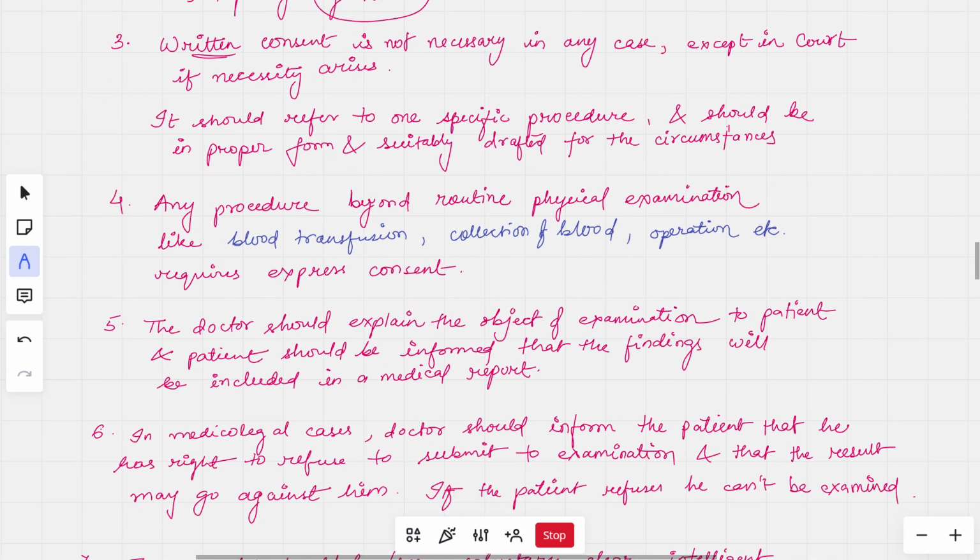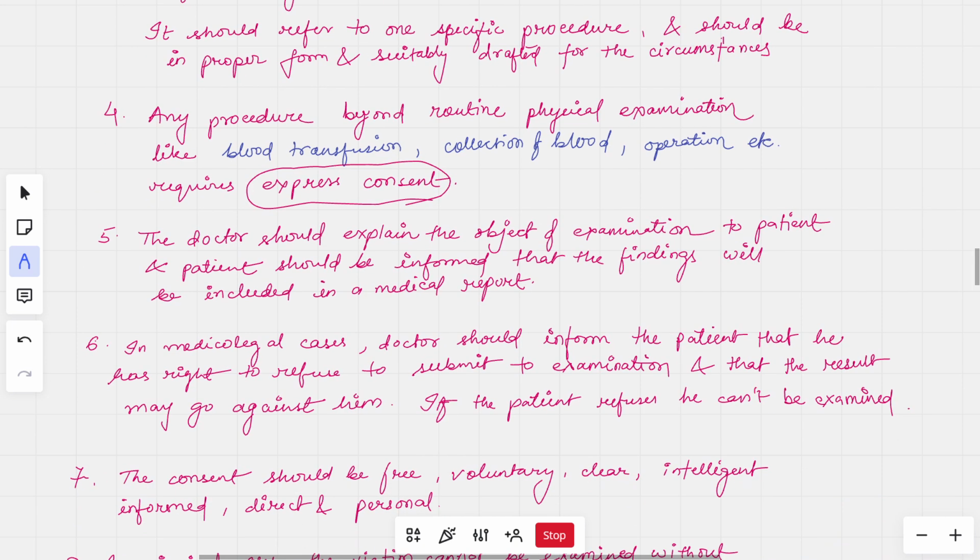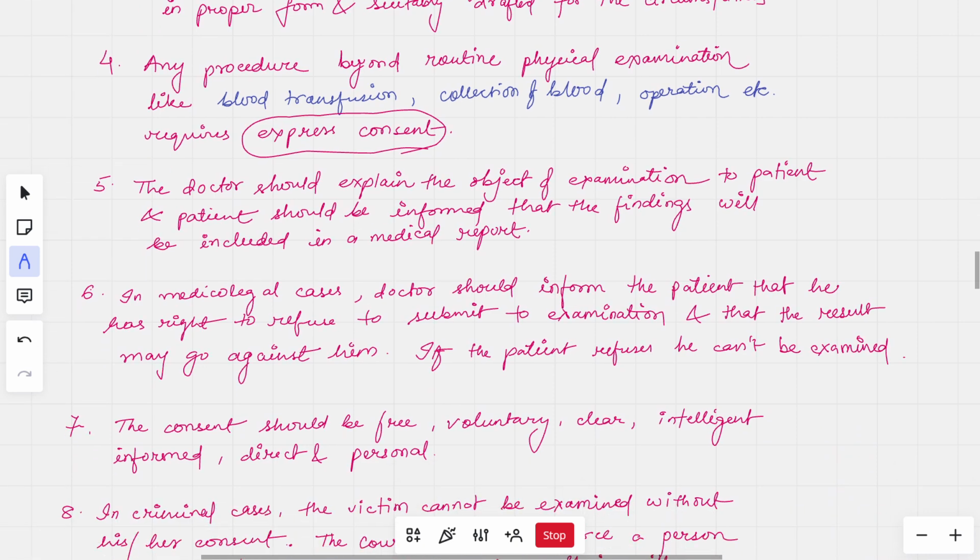Then the fourth point says any procedure beyond routine physical examination, like blood transfusion, blood collection, operation, etc., requires express consent. What do you mean by express consent? It is also explained in the previous video. You can check it out. Then we have the fifth point. It says that the doctor should explain the object of examination to the patient and the patient should be informed that the findings will be included in a medical report.